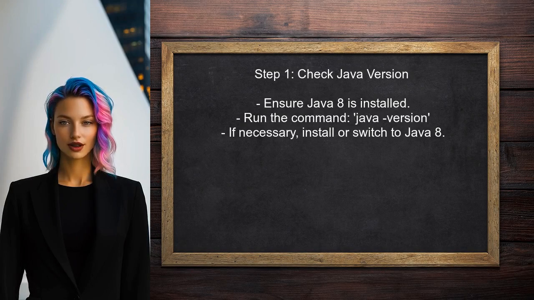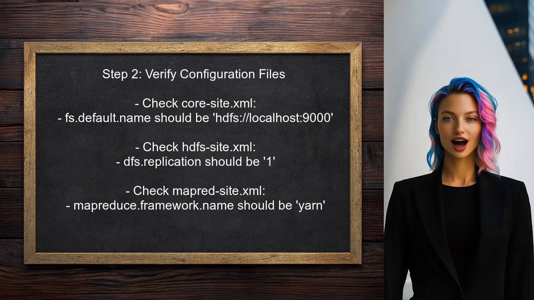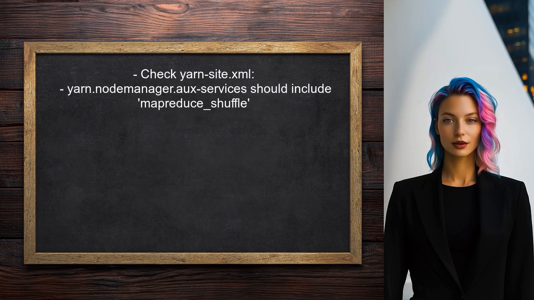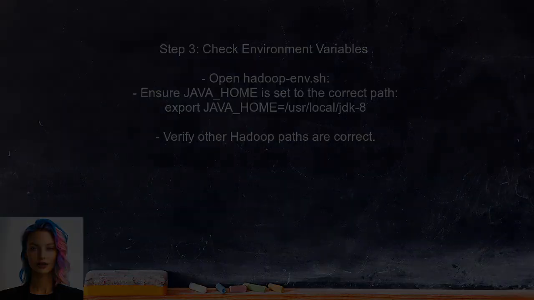To address the issue with the Resource Manager and NodeManager, the user should first check the Java version being used. Hadoop 3 typically requires Java 8, so it's important to ensure that the correct version is installed. Next, the user should verify the configuration files for any potential errors. This includes checking the core-site.xml, hdfs-site.xml, mapred-site.xml, and yarn-site.xml files for correct syntax and values. The user should also ensure that the environment variables are set correctly in the hadoop-env.sh file. This includes confirming that JAVA_HOME points to the correct Java installation.